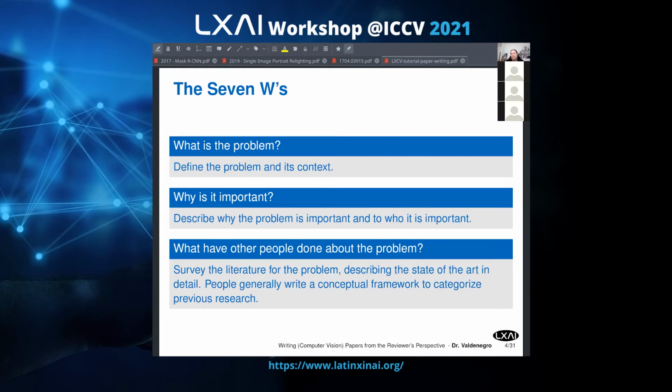Maybe this is more difficult, for example, if you do basic science, but even if you do basic research in computer vision, you can still think, okay, if I solve this problem, maybe it has these potential applications. And this is one reason why a problem is important.